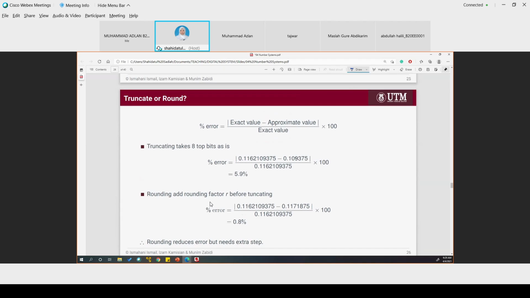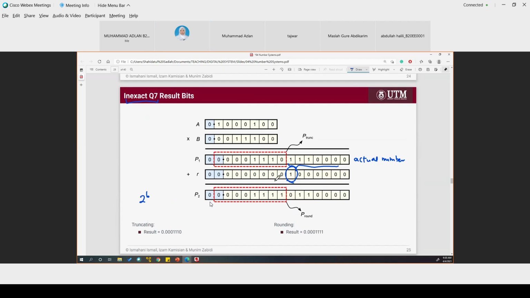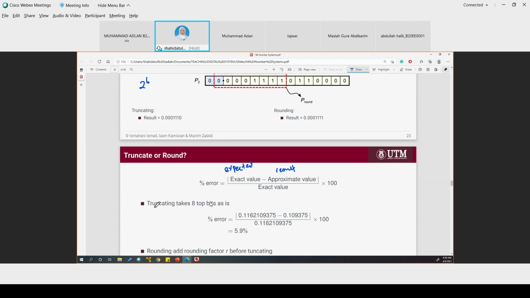So what is the exact value? The exact value is the expected value, and the approximate value is the value that you get. The result, the value that you got, divide that by your expected value, and then times 100. So truncating takes 8 top bits. When we do the truncating, the error can be calculated like this.